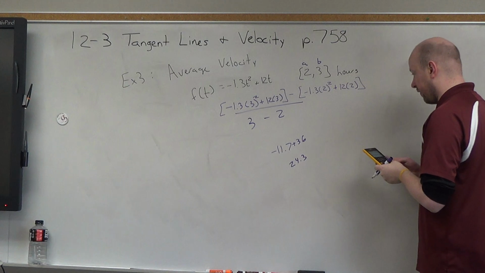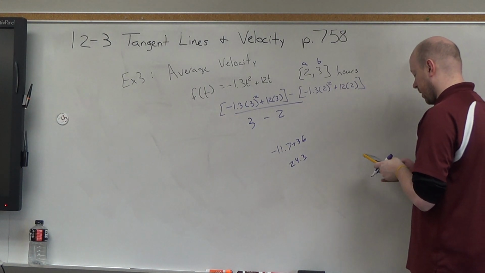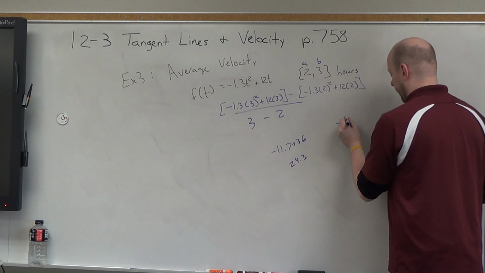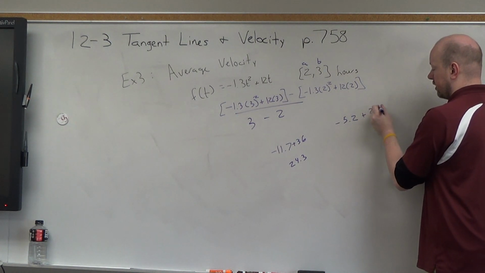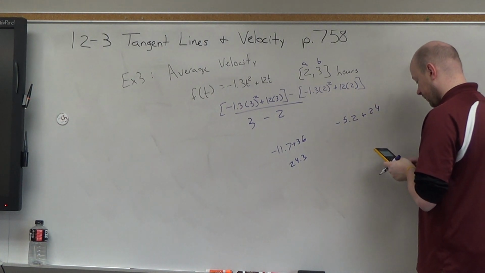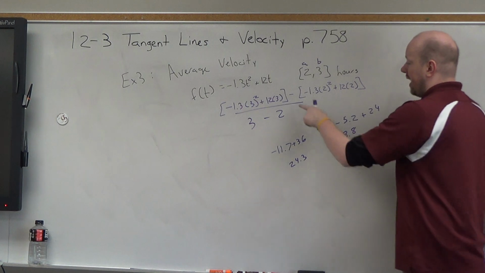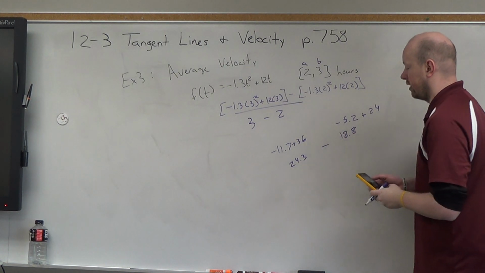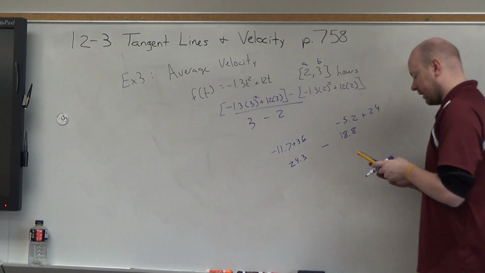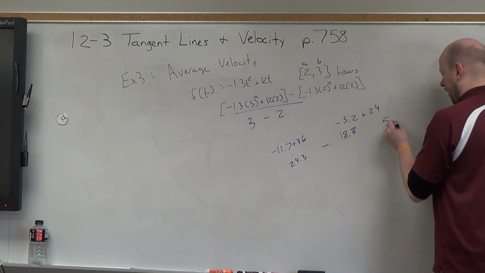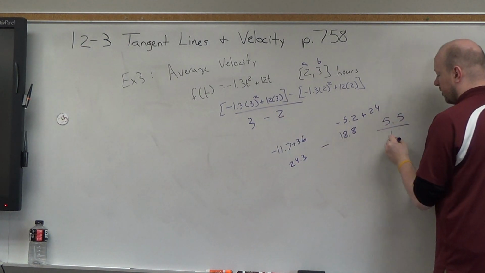2 squared is 4, times negative 1.3 is going to give me negative 5.2. 2 times 12 is 24, so plus 24. Going to give me an 18.8, and I have to subtract in between. So 24.3 minus 18.8 is going to give me 5.5. And that's all over 3 minus 2, so 1.